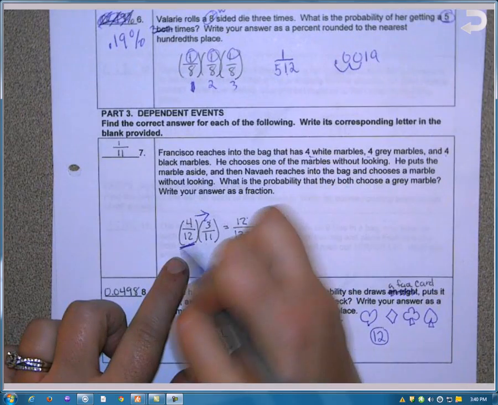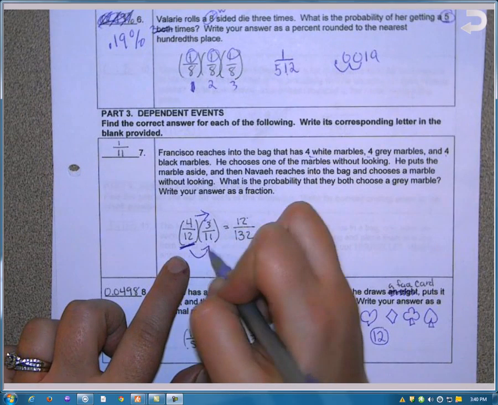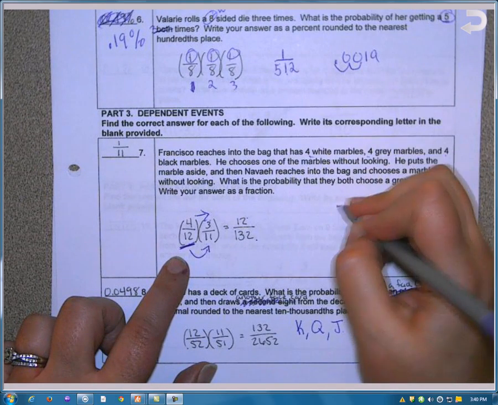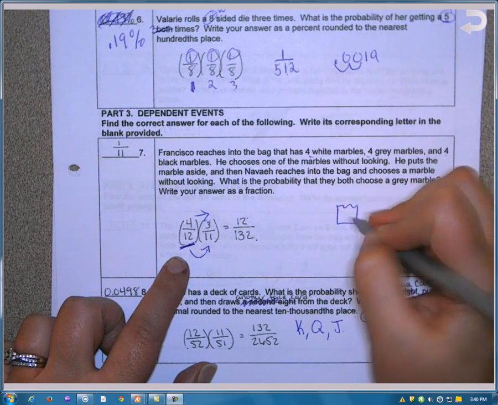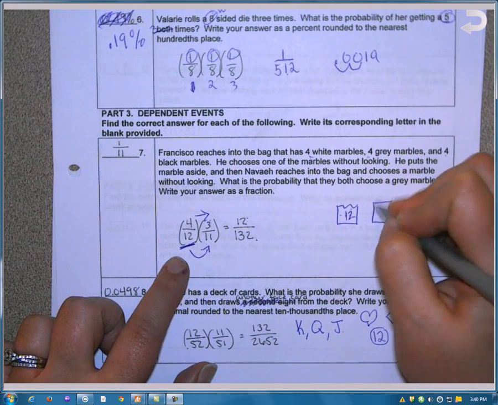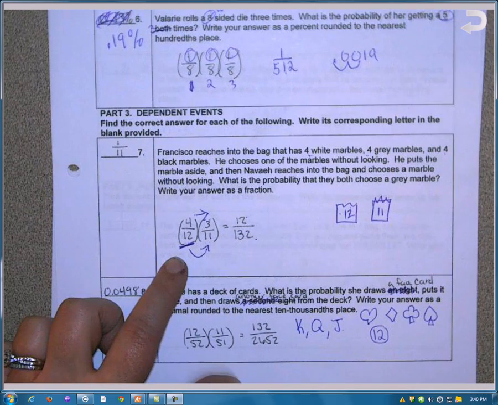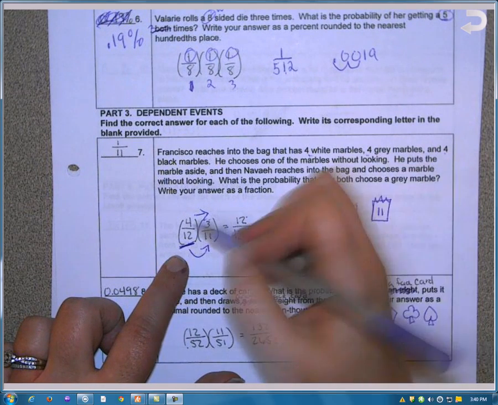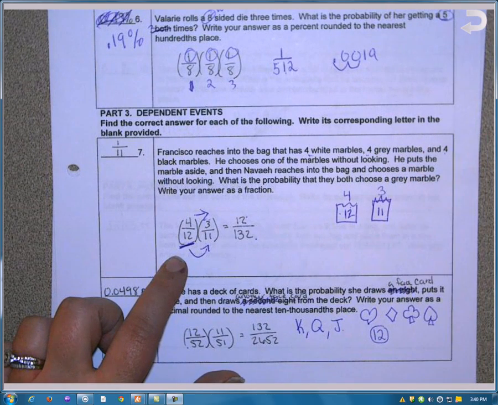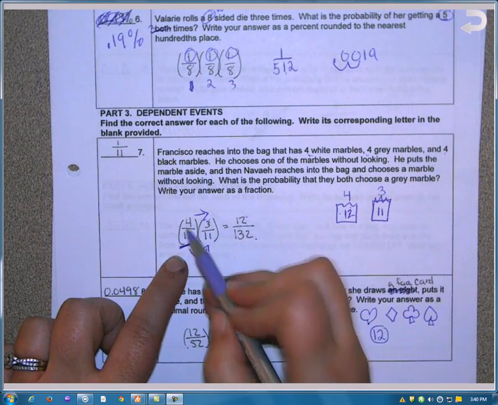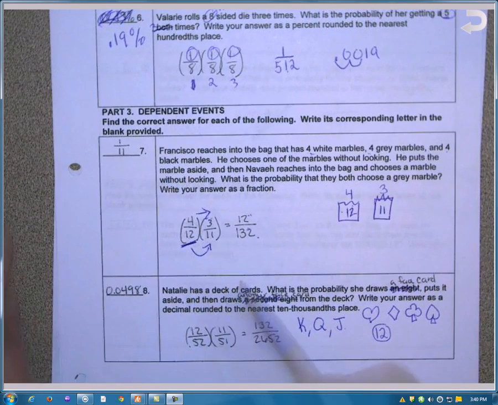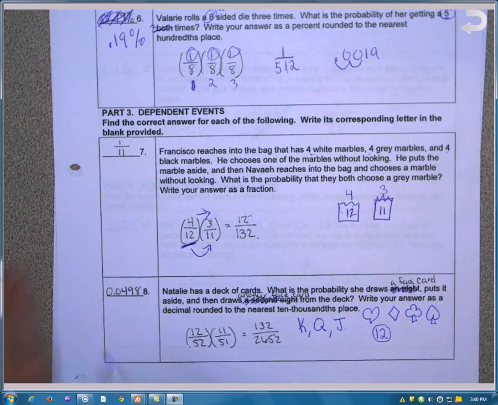So that 12 is going to go down to 11 because we're not going to put it back in that bag. So if we take that bag, there's 12 things in, and when we take it, there's now going to be 11. Okay? If there's 4 in the first time, there's 3 in it when we take it out. So 4 times 3 is 12. 12 times 11 is 132. And when we reduce, it's going to be 1 over 11.